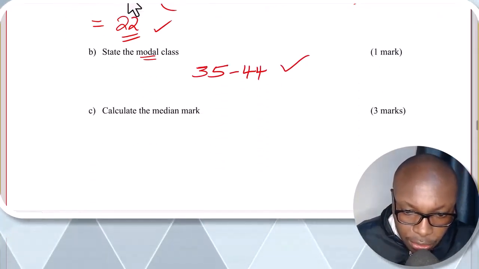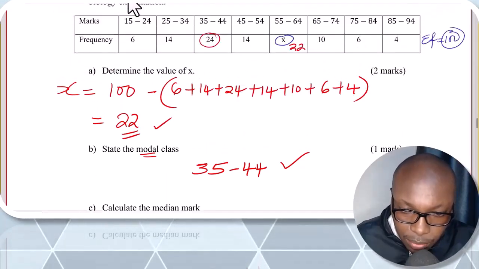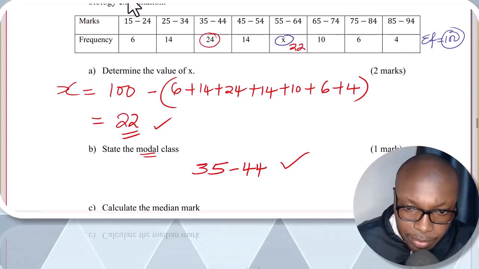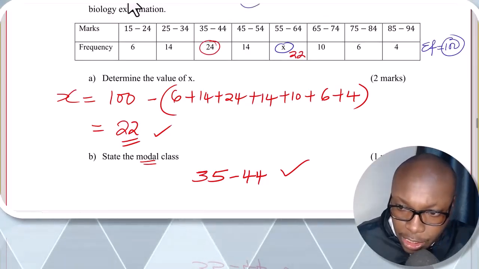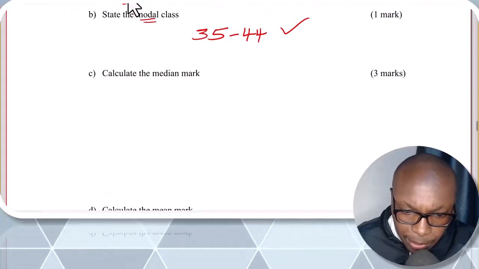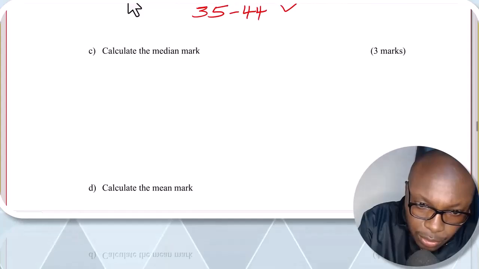Part C, calculate the median mark. So this is grouped data. So how do we get the median mark? First of all, let me arrange this data in a way that will help me to work out the median, and also for the other part I can see you also require to get the mean. So let me draw a table here.